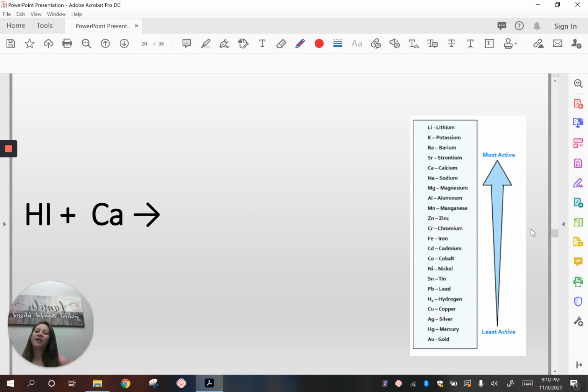Okay, next one, HI plus Ca. So calcium is the element by itself. It's a metal. We're going to compare it to the metal that's in a compound. Well, you look at this compound and there is no metal.